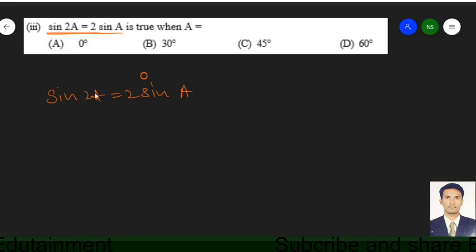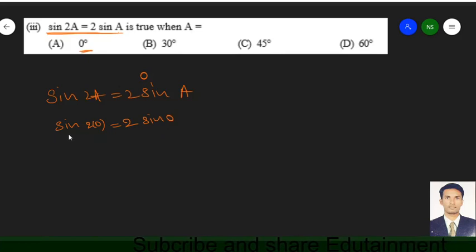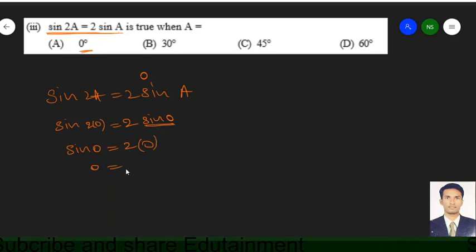Now see, in the place of a I will take the first option, which is 0. Sine 2 into 0, which is equals to 2 sine 0. So here we will get sine 2 into 0 is 0. Again 2 into sine 0 value we know, which is 0. Sine 0 is 0. 0 into 2 we will get 0. So this is our correct option. If we substitute these values, we will not get the equal thing here. Okay, let's move to next question.